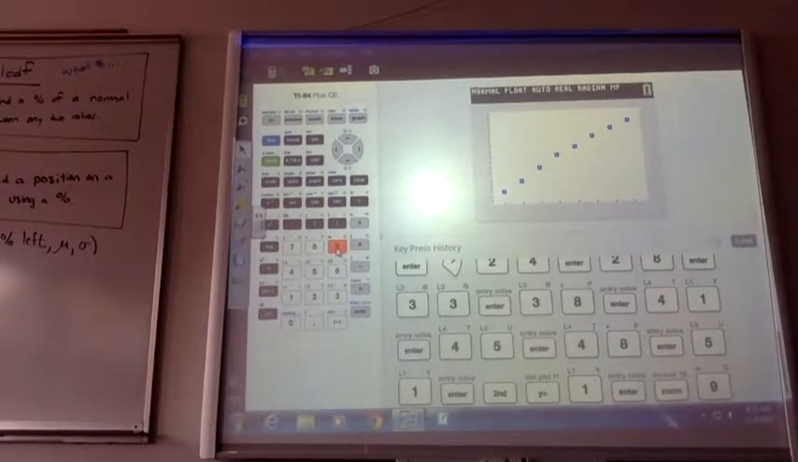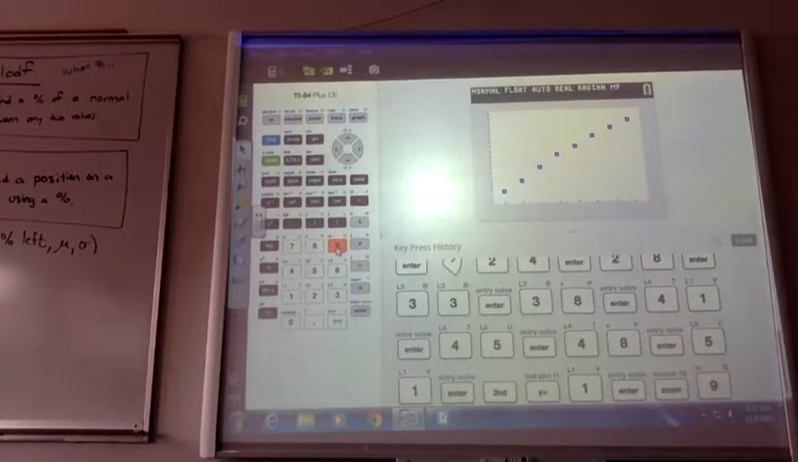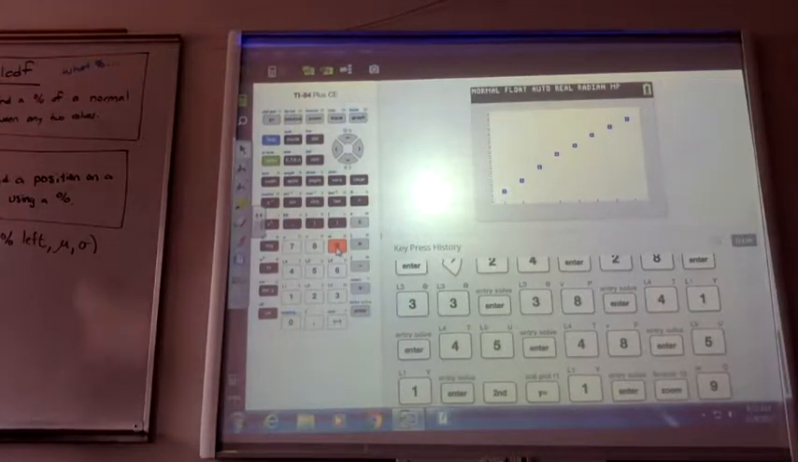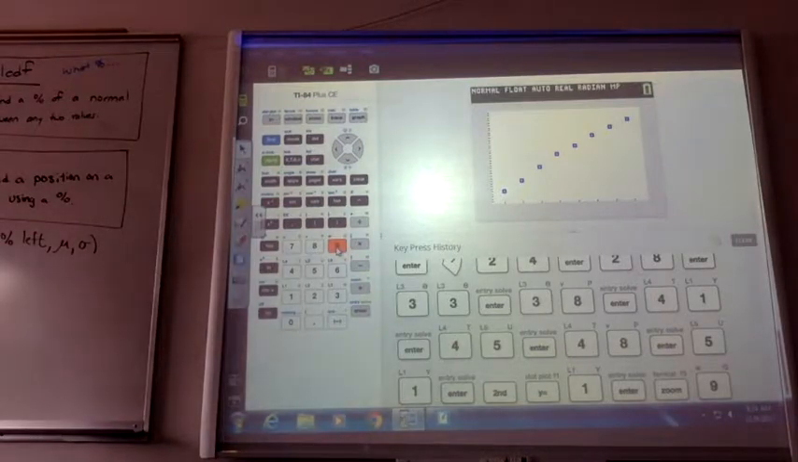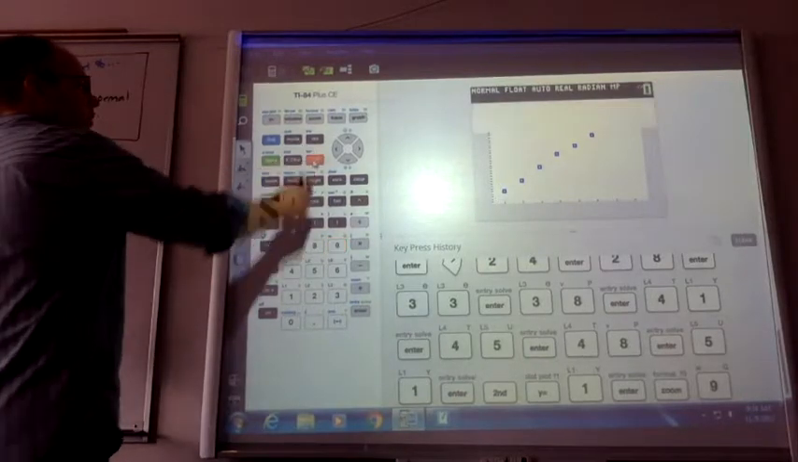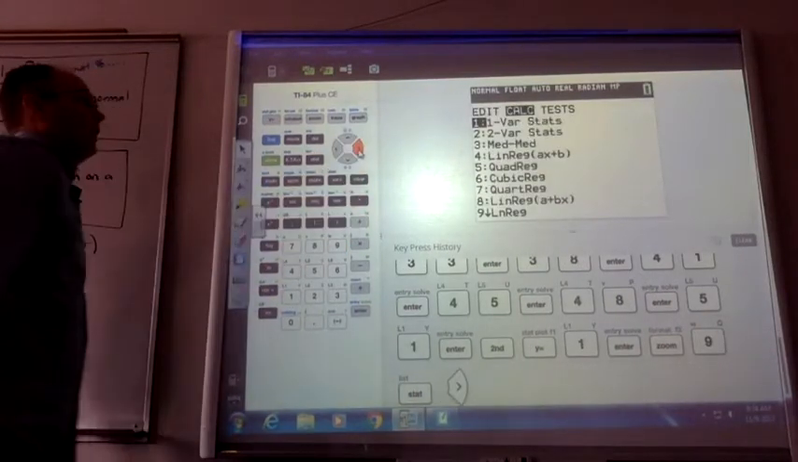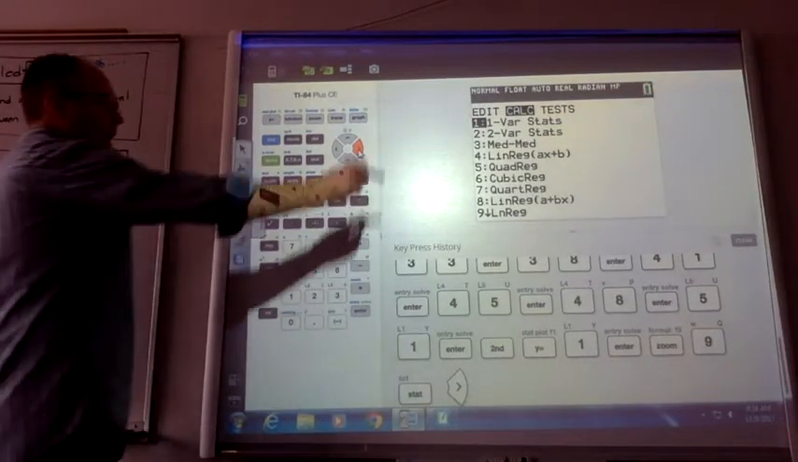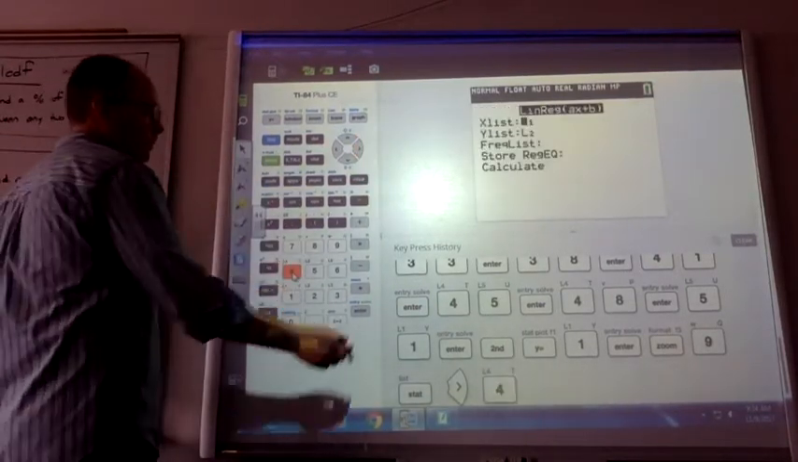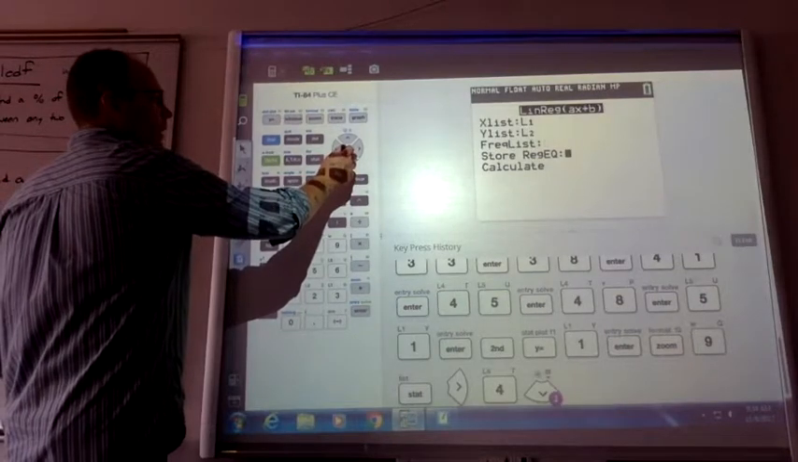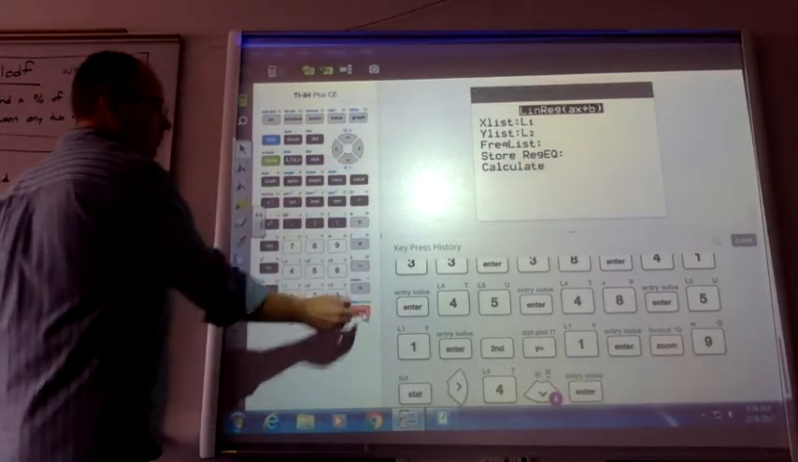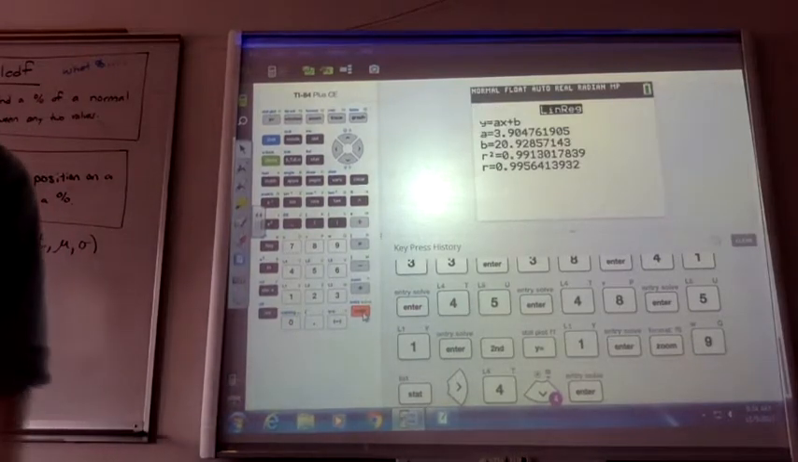Everyone have something that kind of looks like that? All right. So we can now ask our calculator to find us the line of best fit. It hasn't generated this line of best fit yet. So I'm going to go back and hit stat, and go over to calculate. Arrow over to calculate, and then I go down to the linear regression, which is number 4. Arrow down to where it says calculate. Notice I didn't change anything. And hit enter. And boom.